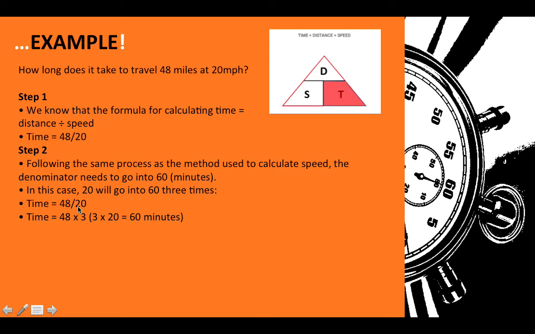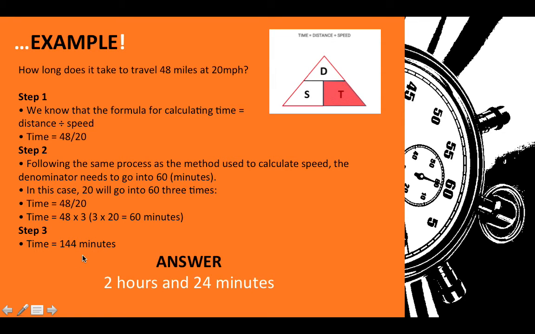So 48 divided by 20 is 48 times 3, because 3 times 20 will give you the 60 minutes. So the time would be 144 minutes, or 2 hours and 24 minutes to be exact.